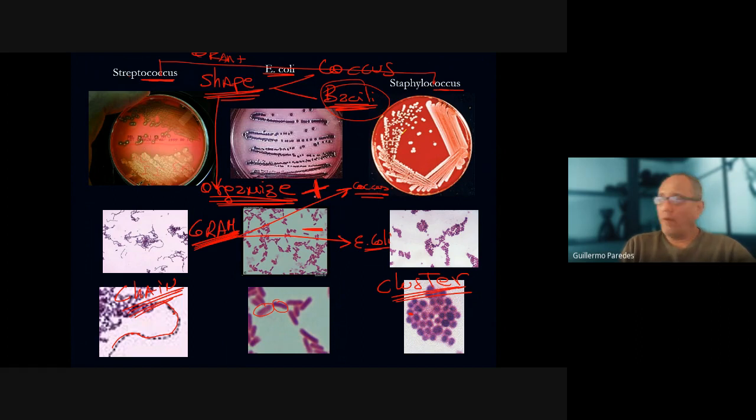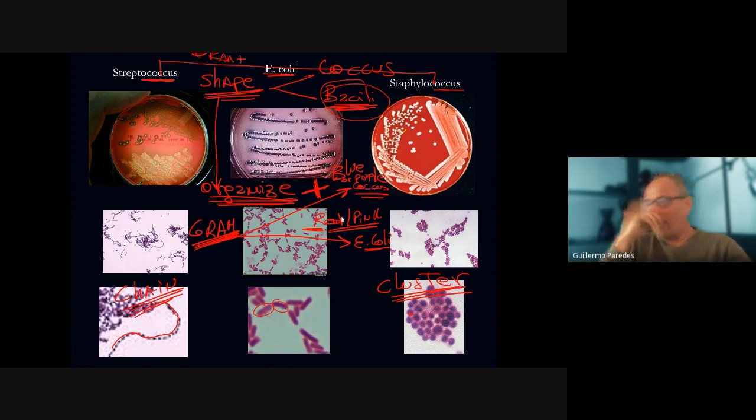But what is the color of gram positive after doing the staining of this colony of bacteria? Positive is going to be blue or purple. And E. coli gram negative is going to be red or pink. Okay? So gram positive and gram negative.